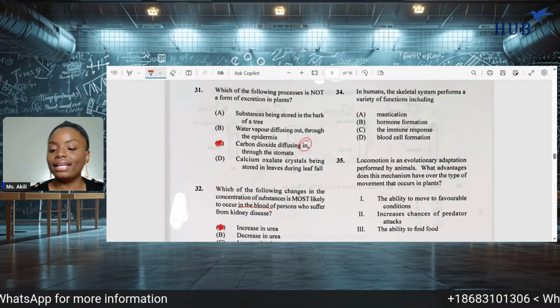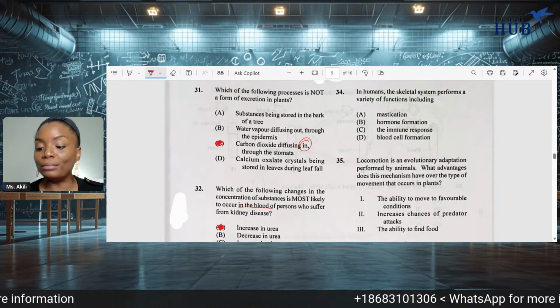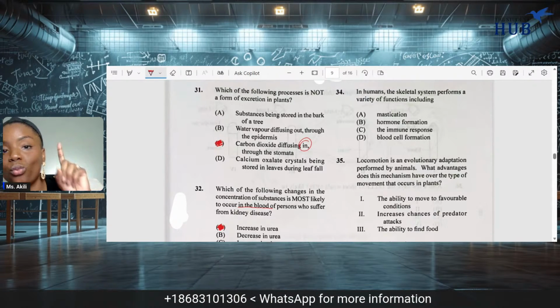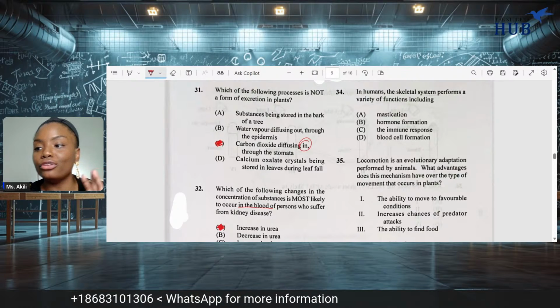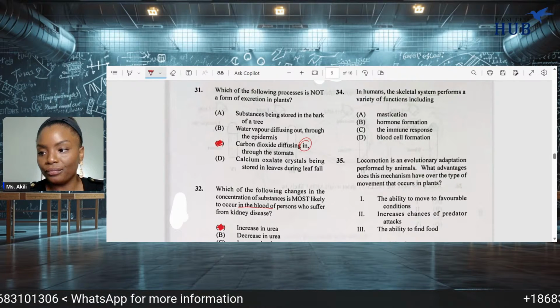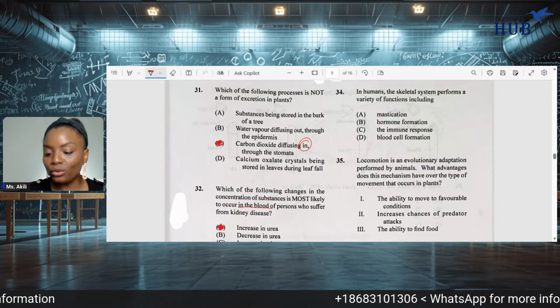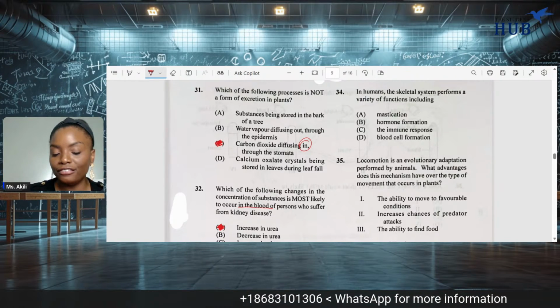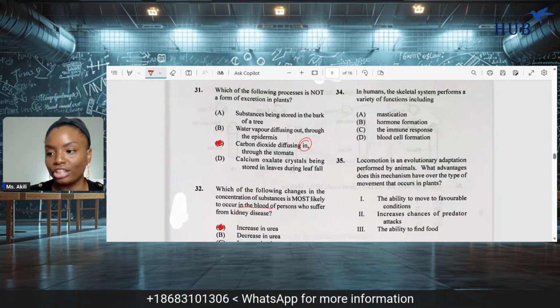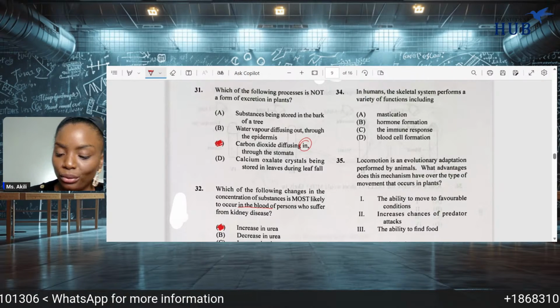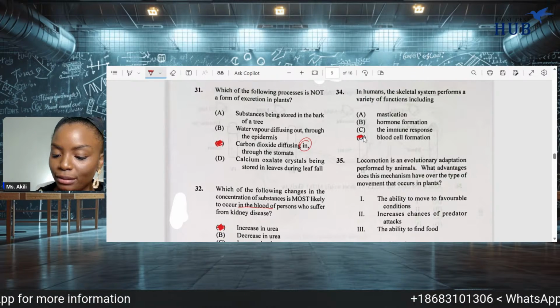So this question: in humans, the skeletal system performs a variety of functions, including, it means that of this list, 1 is going to be accurate and 3 will be inaccurate. And one of the functions of your skeletal system is the production of your blood cells in the bone marrow of your long bones. So D is going to be the correct answer here.